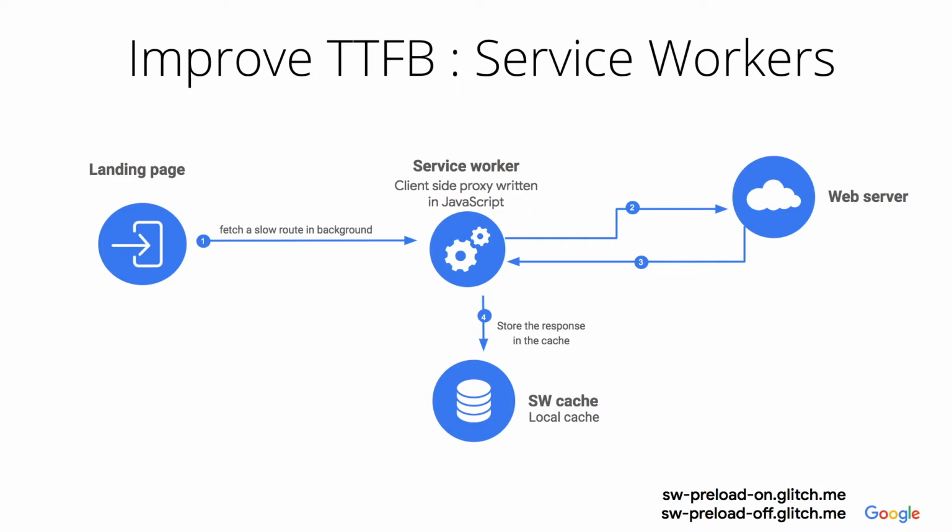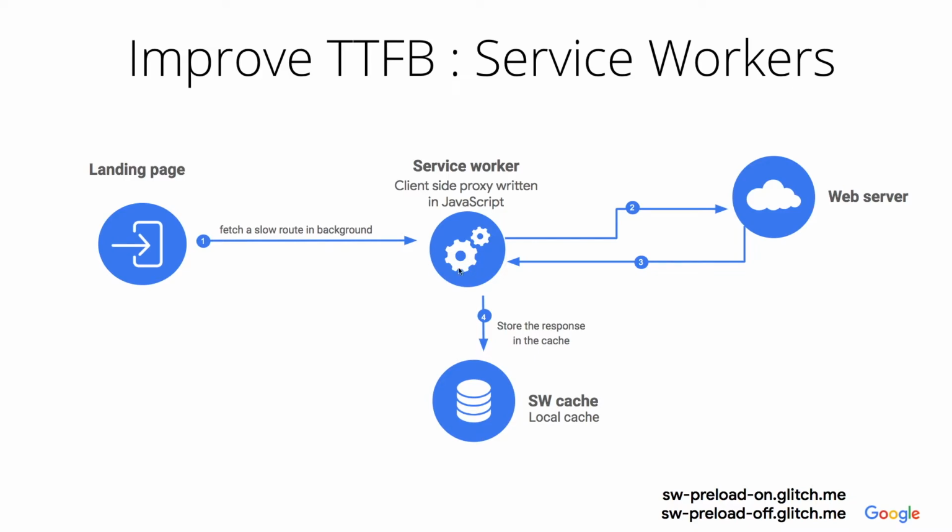So my point here, to speed up the time to first byte with a service worker, is that when you land on the home page, let's say, and you know that you have slow routes, you fetch those slow routes in the background. So the request will go through the service worker, go to your server, and go back. So it's the third step here.